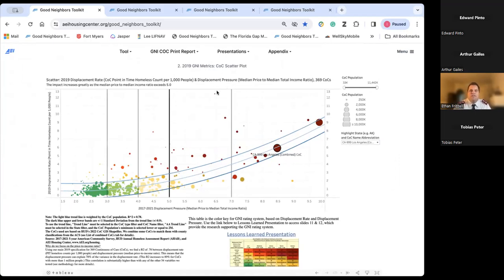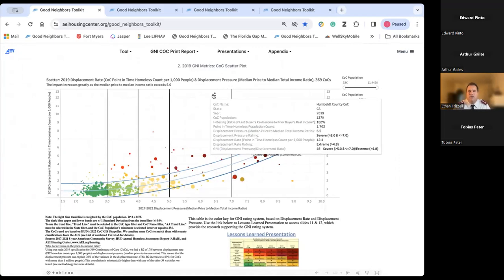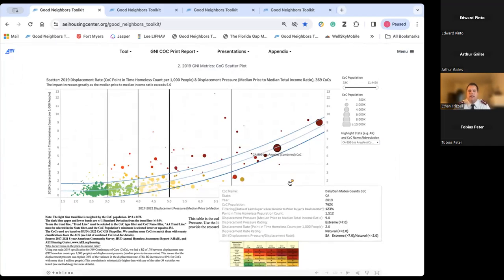We recognize that we have outliers like Humboldt County in Northern California, where you have extreme pressure and very high rates of displacement. And then we have other outliers like San Mateo County, which is down by Pebble Beach, where you have high pressure, but different rates. And so then we start looking at system issues. When is a city a good actor, bad actor? When is a community having a strong system or a weak system?